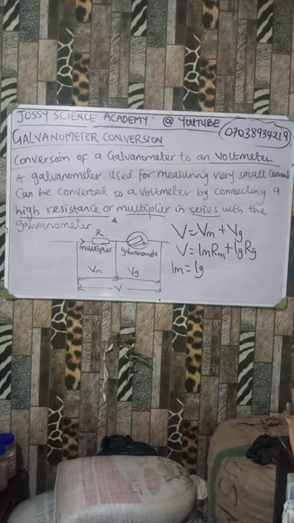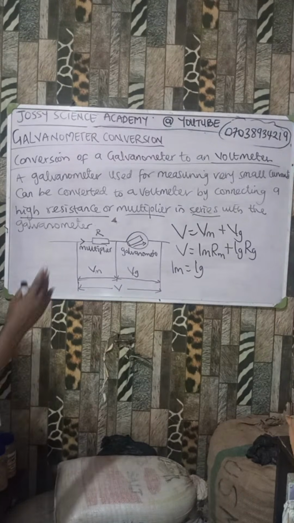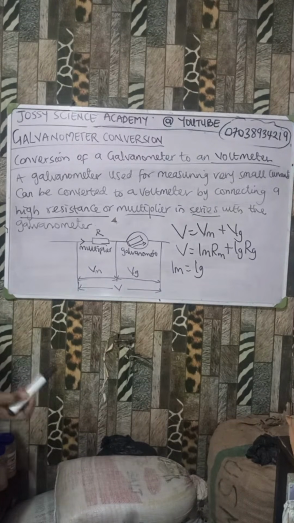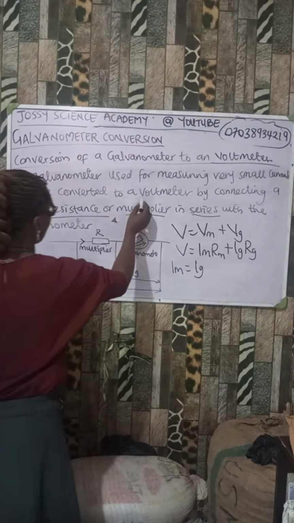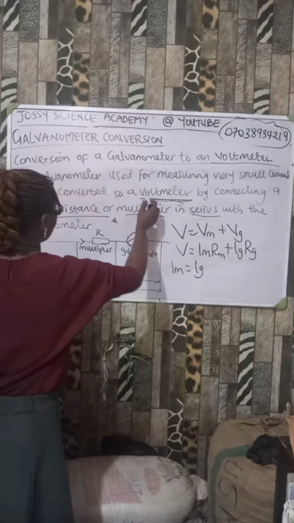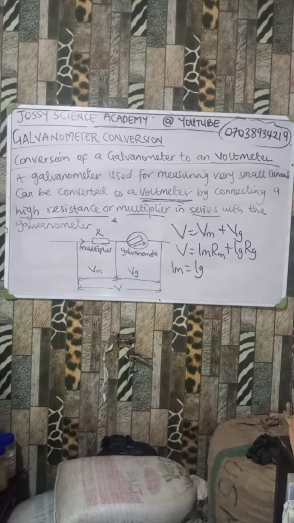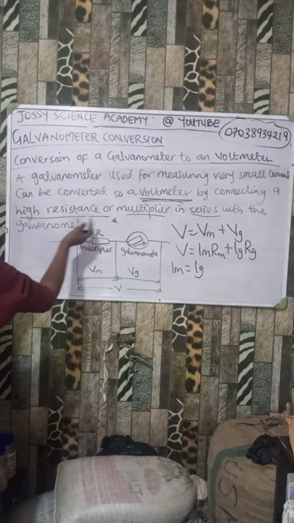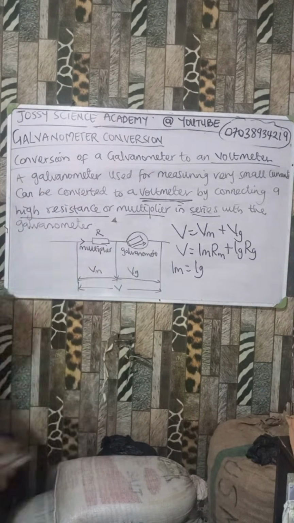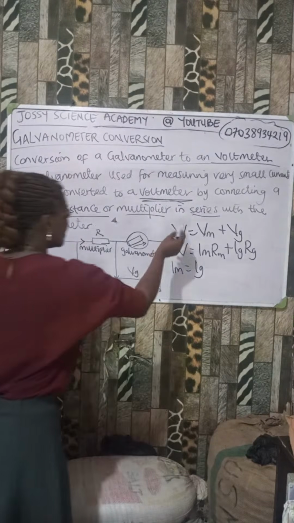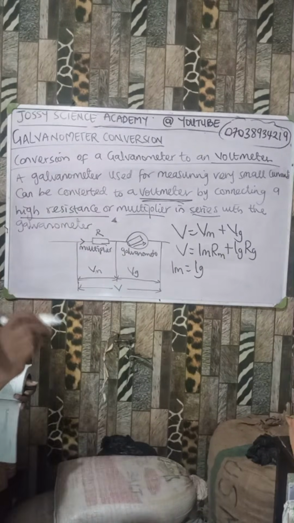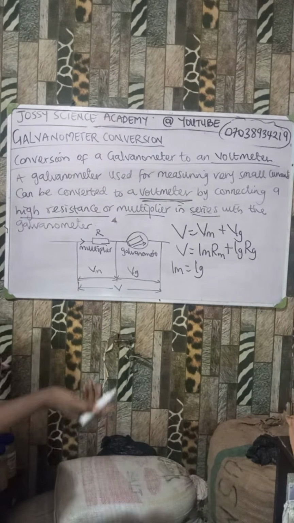I've explained it already, but let me explain it again. I said in this one, a galvanometer that is used for measuring very small currents, we can now use it to convert, to start making use of a voltmeter. How? By using a high resistance wire or multiplier. It must be in series. You know why I'm underlining all these things? Because JAMB will ask you as a theoretical question.